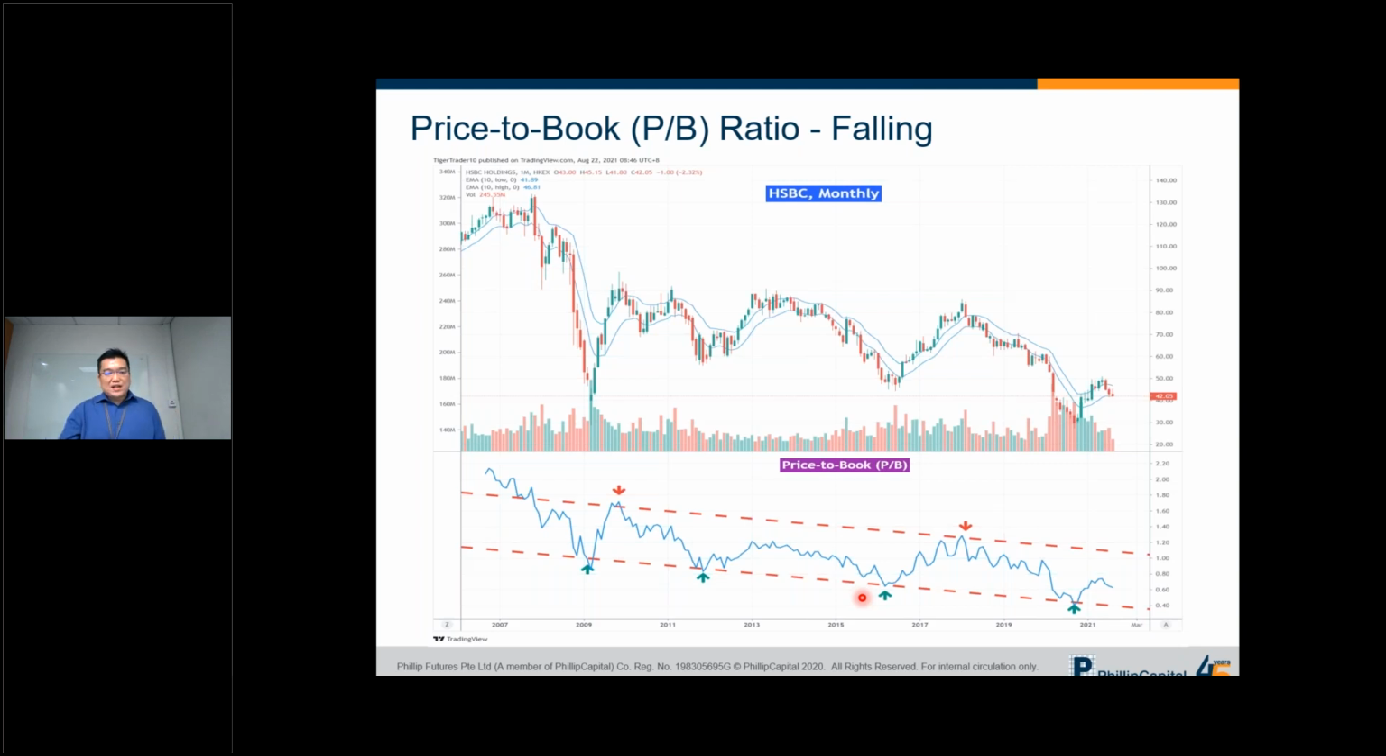So then you also have an example of falling price to book ratio. So this is HSBC, right? It's in a range, but it's falling off. But even in that scenario, when it's generally not performing as well, if you know that as an investor, if you try to buy near to the lower boundary, you will be better off, at least in the short term. You'll be able to enjoy a short-term rise.